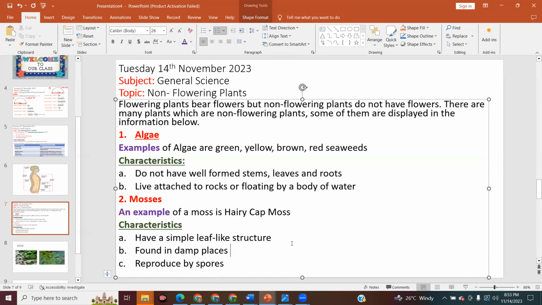Wait, Mr. G. Go ahead. I thought only fungi reproduce by spores. No, not only fungi. That's a good point. Not only fungi reproduce by spores. Some of these non-flowering plants do as well. So hairy cap moss.